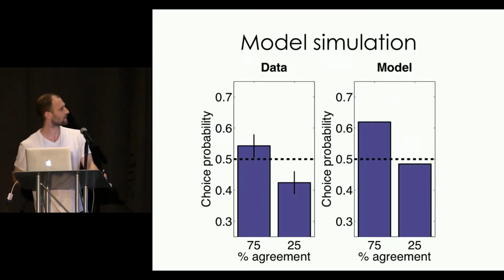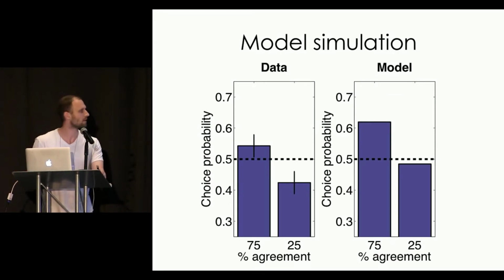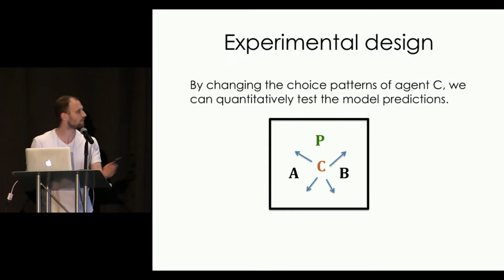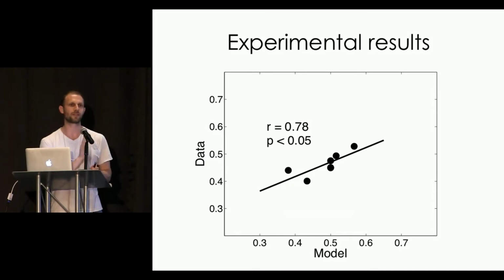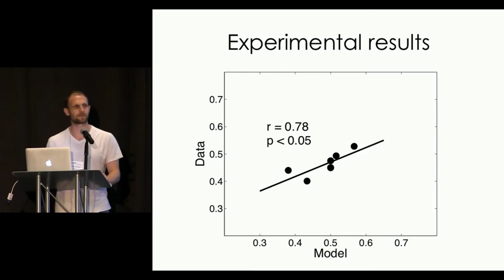And you can see that the model captures this pattern. And in fact, you can actually move C around and show that the model captures the quantitative changes in the social influence in this task. So we can predict fairly well how much influence B versus A is going to exert on the mystery choice, depending on the position of C, where we've held fixed, again, the dyadic similarity.